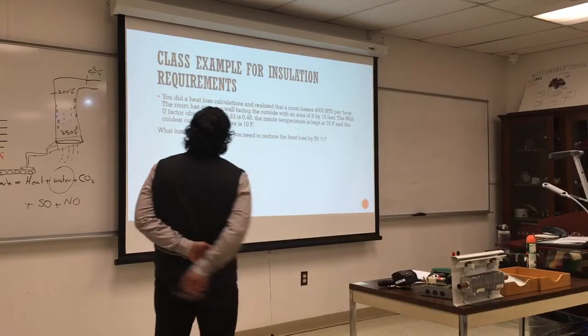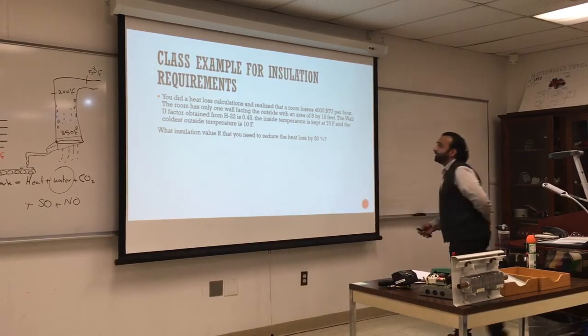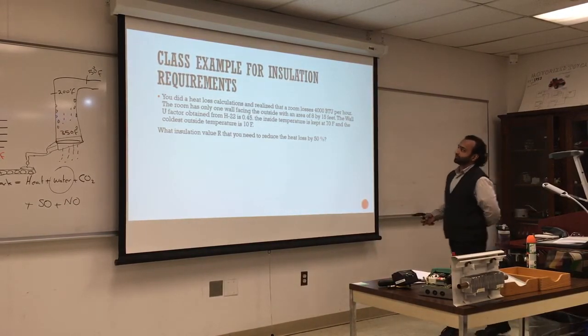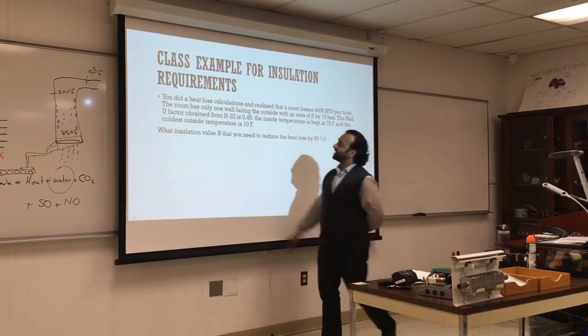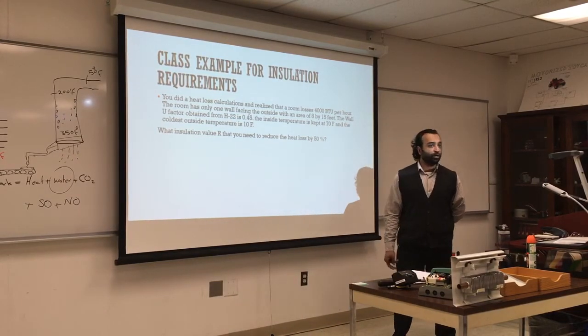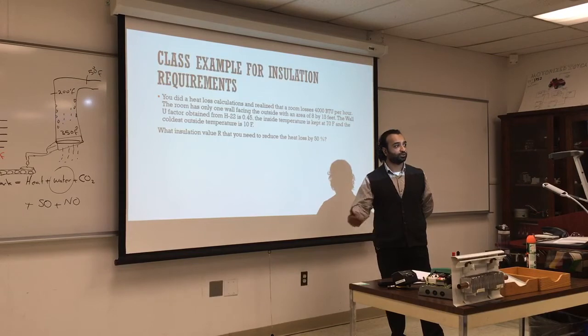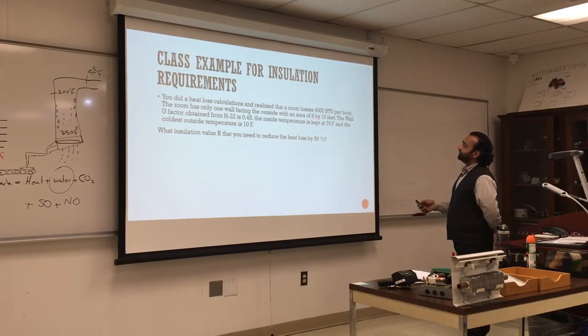So let's look at this example. We did that before, but let's do it again. We did a heat loss calculation. We realized that the room loses 4,000 BTUs per hour. The room has only one wall facing the outside, so we know that we're losing that heat from that wall. The area of the wall is 8 by 15.